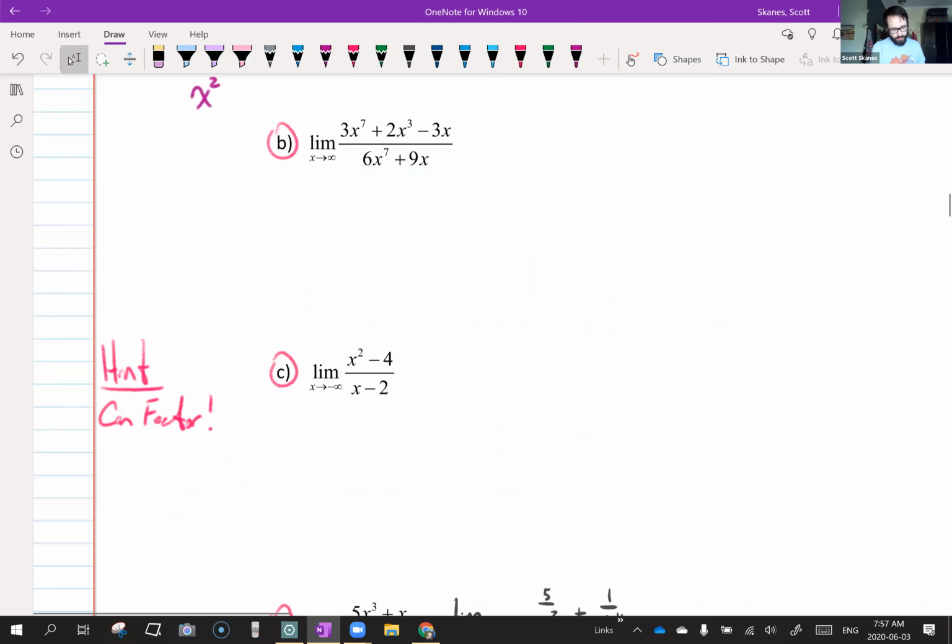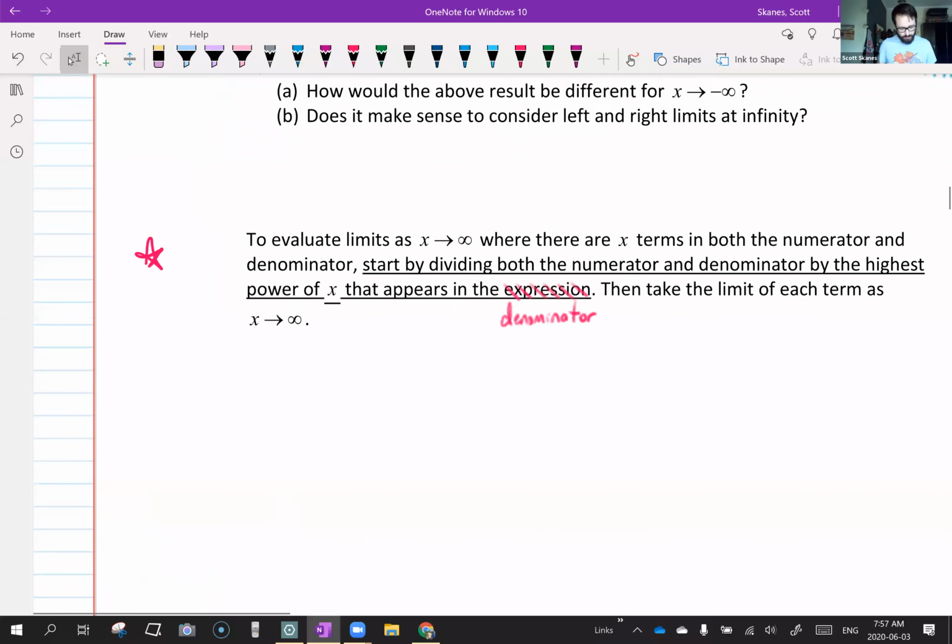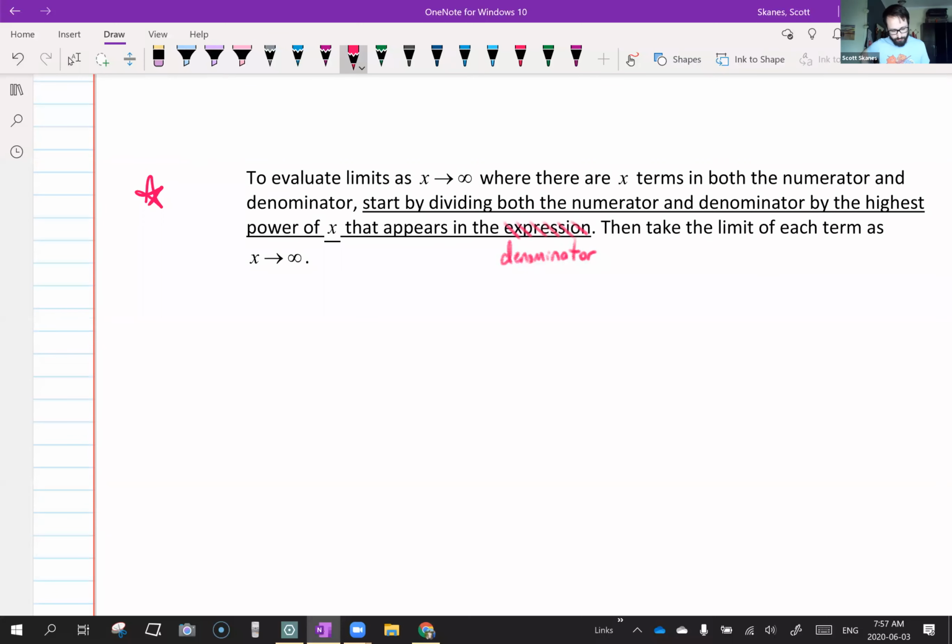So let me go up. I want to make a very clear note here. On page 13, there's actually a typo. Look, under the highlighted part, it says start by dividing both the numerator and the denominator by the highest power of x that appears in the denominator, is what it's supposed to say. Whoever typed this typed it wrong, but denominator is your key point here. And there's a little typo. Okay.